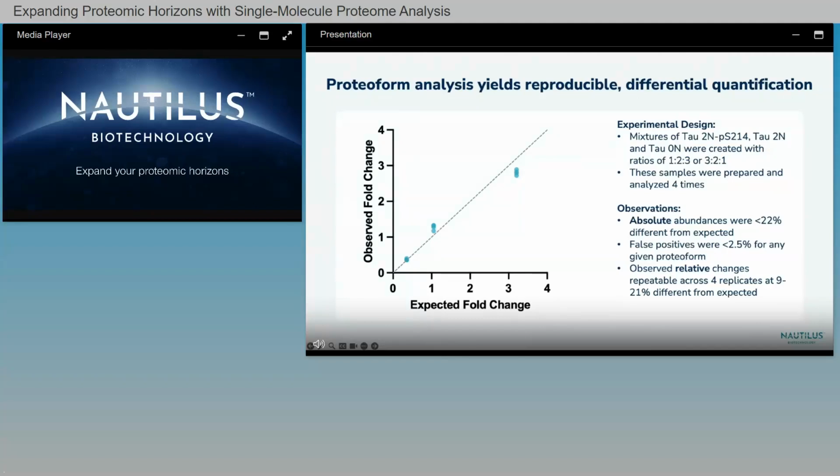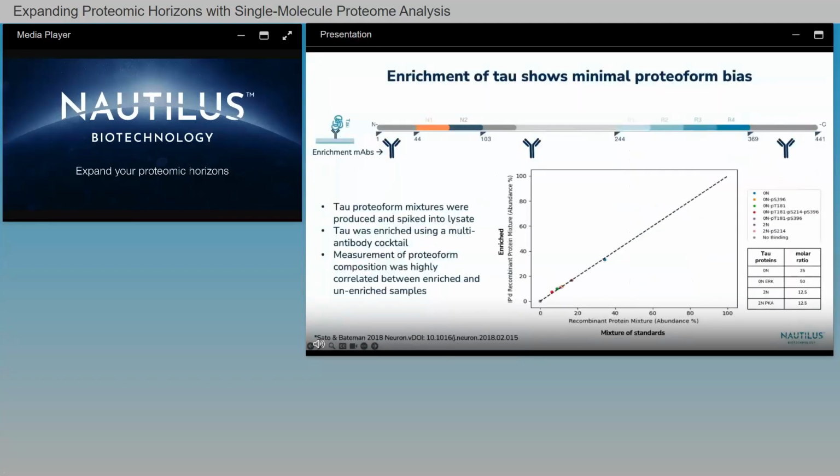Next, recognizing that tau is an incredibly low abundance protein, we wanted to be able to demonstrate that an enrichment assay, a pull down, could enrich the amount of tau in a sample without biasing substantially the proteoform composition. This assay uses a panel of multiple affinity reagents, pan-tau affinity reagents, targeting different sites within pan-tau.